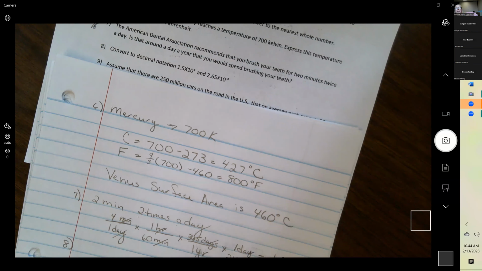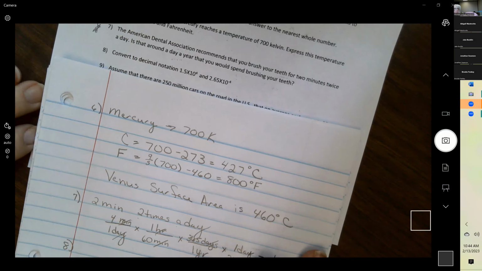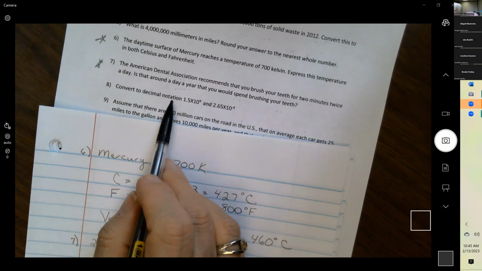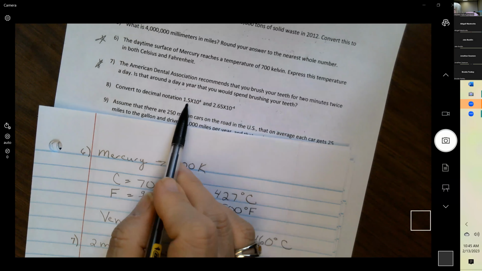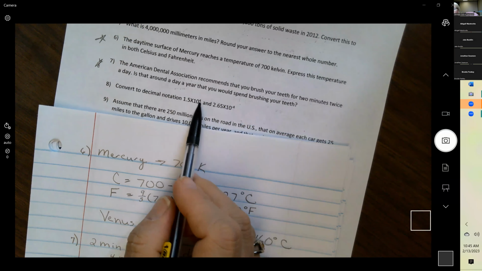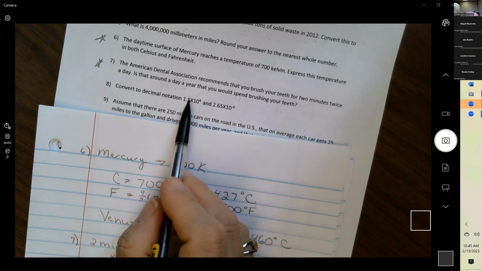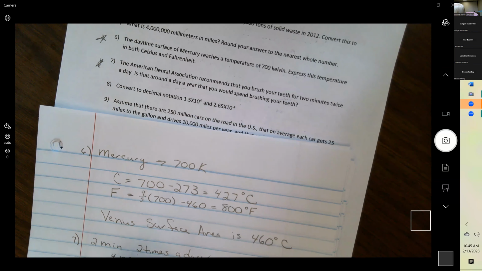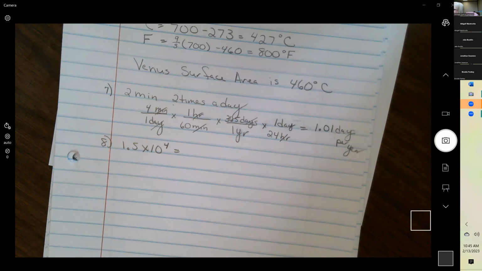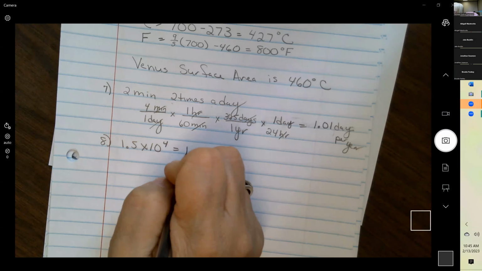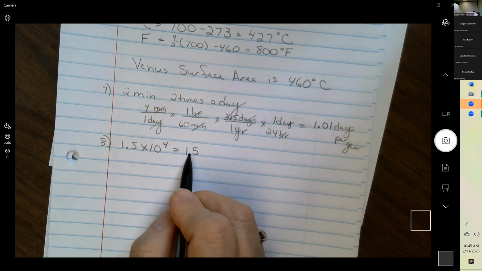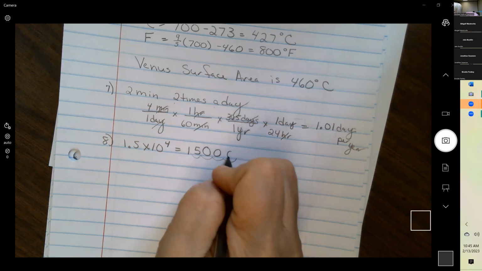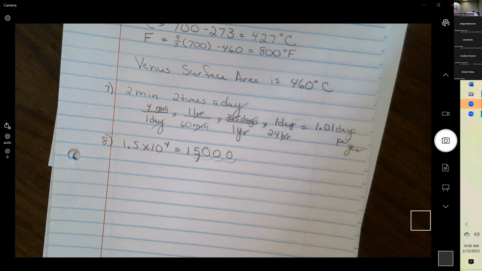And this is just practicing. I'd probably put it in a problem. And there are some, well, we did some at the beginning too. But convert to decimal form. So if we have 1.5 times 10 to the 4th, this is a positive 4, so this number is going to get larger. This decimal is going to move 1, 2, 3, 4. So it'd be 15,000.